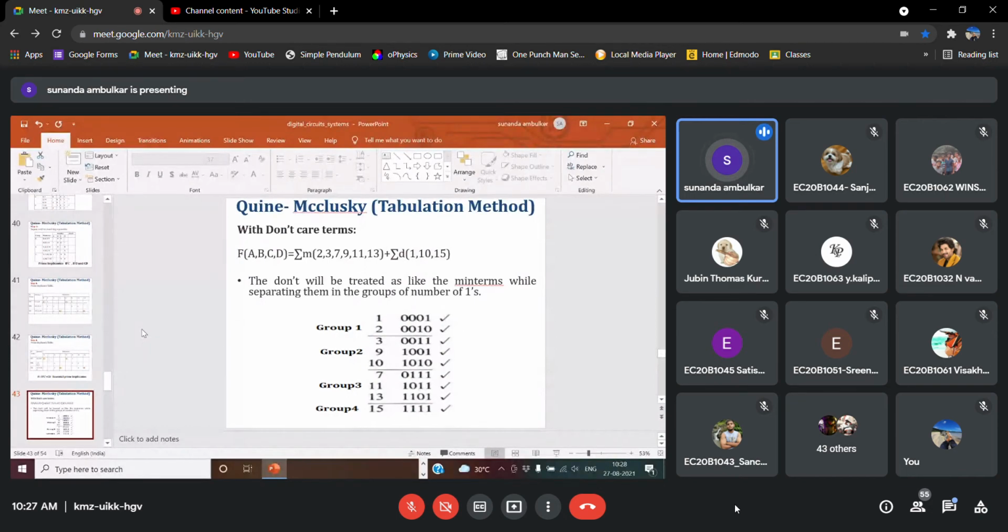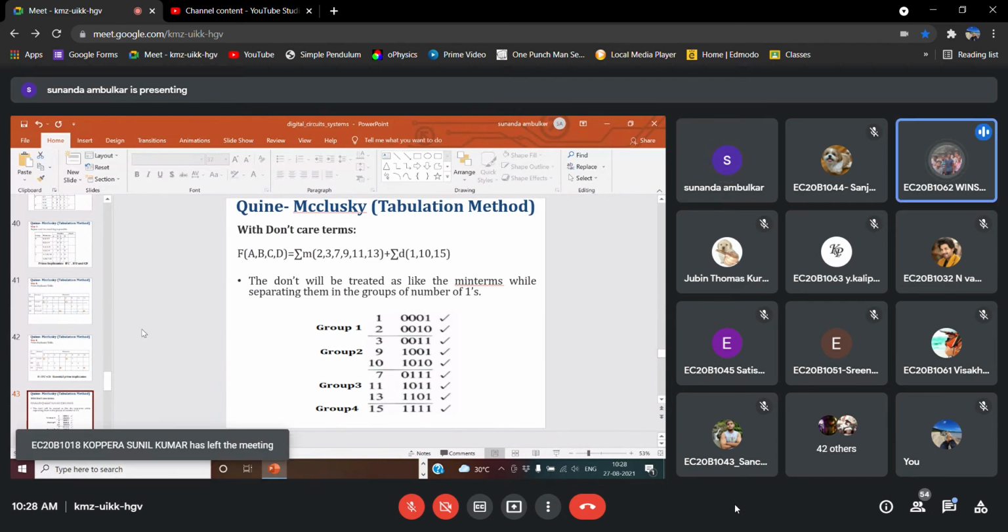If we do it using the KMAP method, it requires a lot of effort, a lot of your ability to identify the number of groups, the maximum number of groups. So sometimes we miss identifying those groups. In this process, this is not a problem. The only thing is that this takes a lot of time, but this is the efficient method. Yes, ma'am.